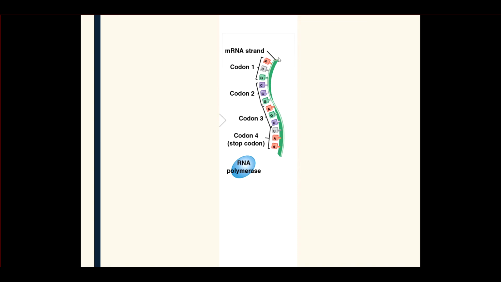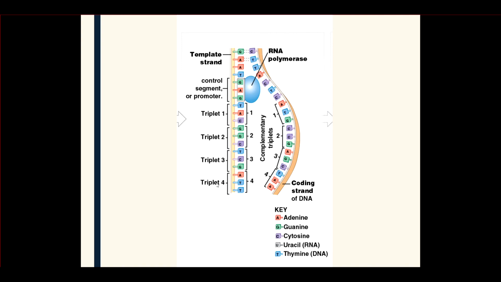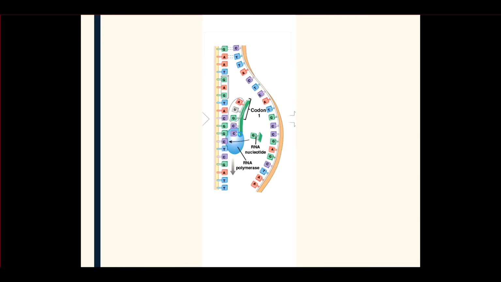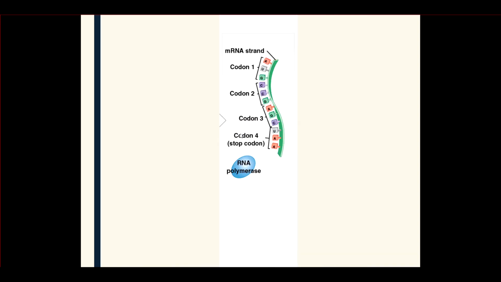So what we just produced in our example, we only had 4 triplets. If insulin had, I think it's 51, it would be 51 triplets. We would have to do this 51 times. The RNA polymerase would go down and read each triplet. But since in this example we only have 4 triplets, that means we're only going to have 4 codons.